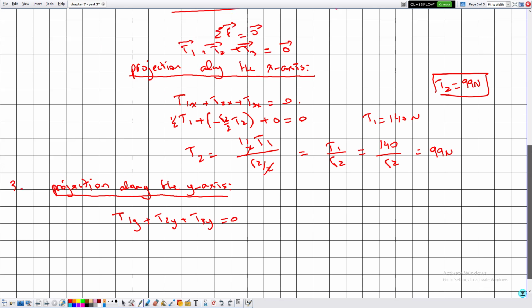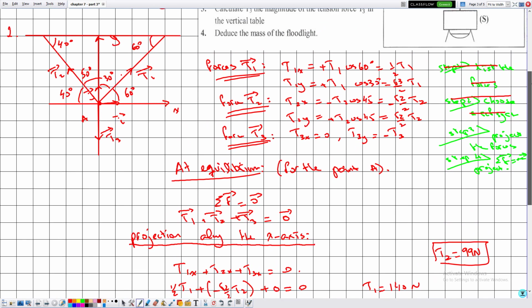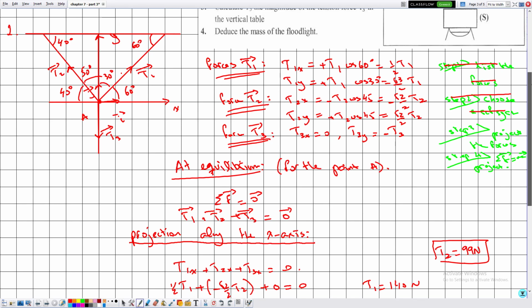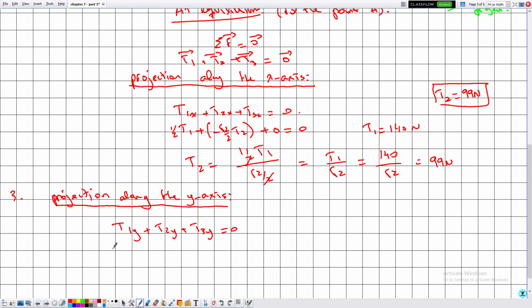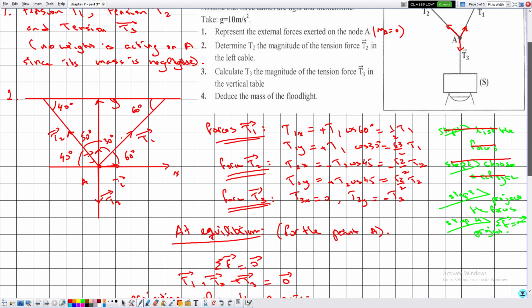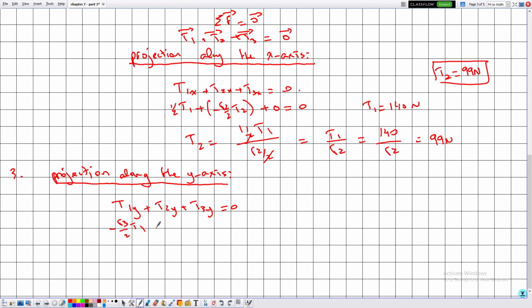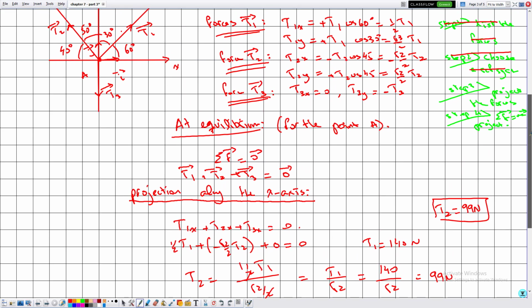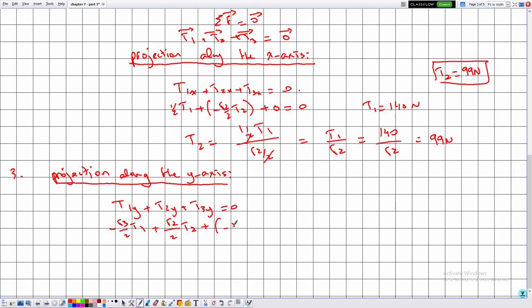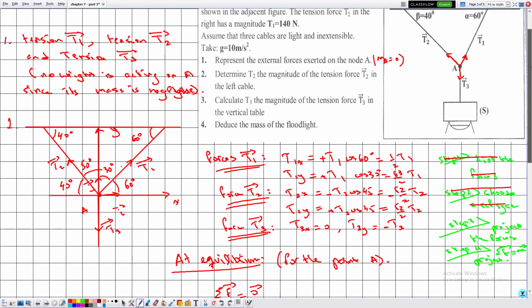Now T1y, which is equal to minus radical 3 over 2 T1. Let me make sure of that. Let me check the angles. Yes. Okay. Now T2y is given by radical 2 over 2 T2. And T3y is given by minus T3. Knowing that we are interested in determining the value of T3.